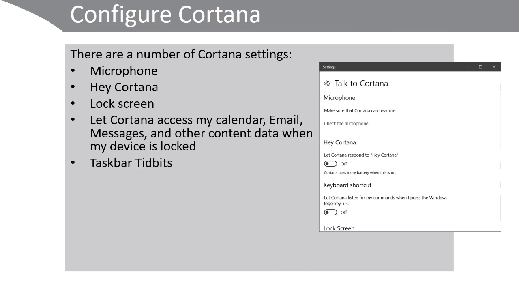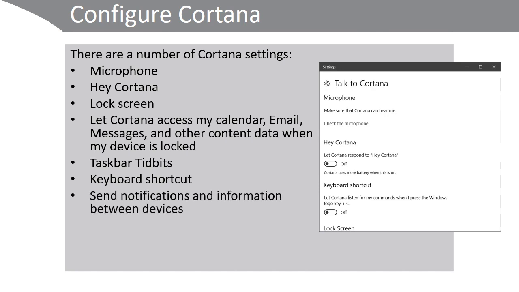You can enable taskbar tidbits, that's suggestions. You can configure the keyboard shortcut, and you can tell Cortana to send notifications and information between your configured devices. So maybe Windows 10 Mobile as well as your Windows 10 desktop device. You can also configure the Cortana language and view the device history.